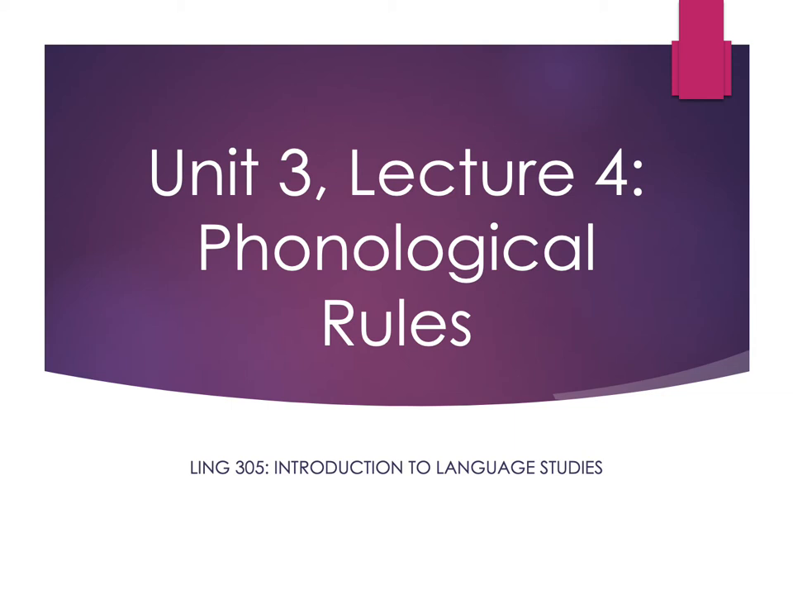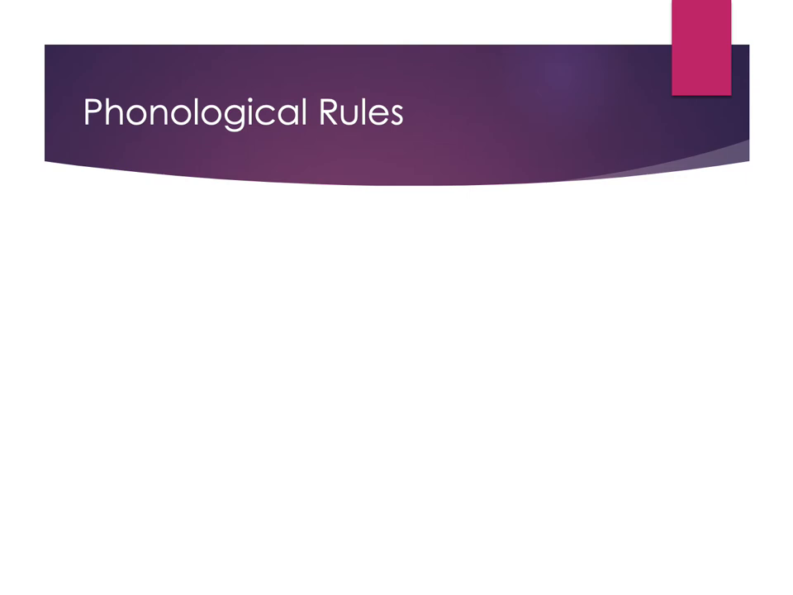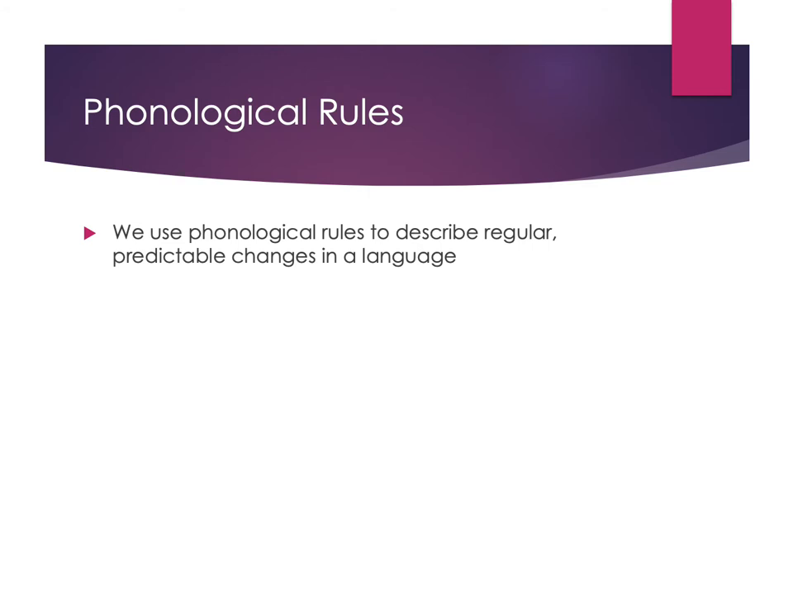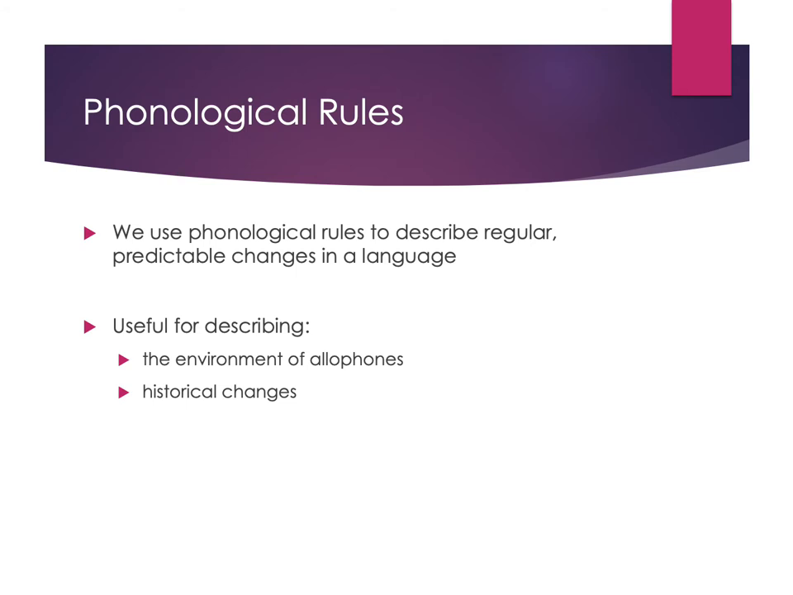So these phonological rules are things that we're already doing when we're looking at these phoneme and allophone problems, and we're using them to describe regular and predictable changes in a language. And these are used in a couple of ways. So what we're doing in this unit is focusing on the environment that we find allophones. So where does a sound become another sound in certain environments? Where do we get an allophone variation? But we also use these for historical changes as well, things that change over time in a language. And we'll see some examples of that later on in the semester when we are talking about historical linguistics.